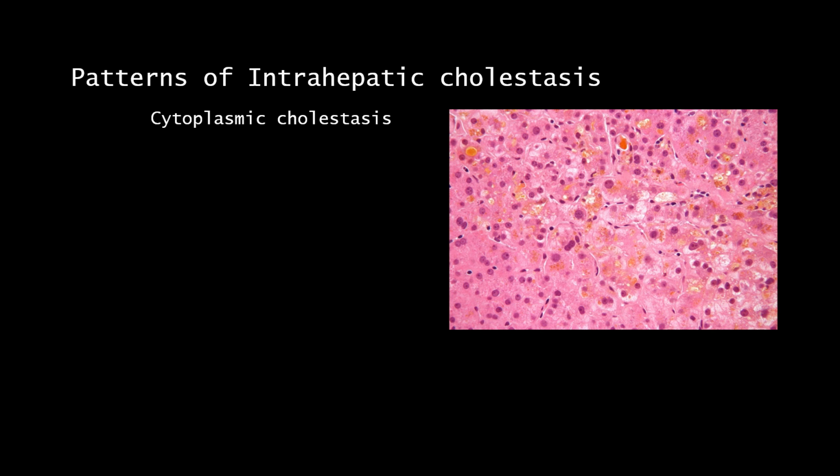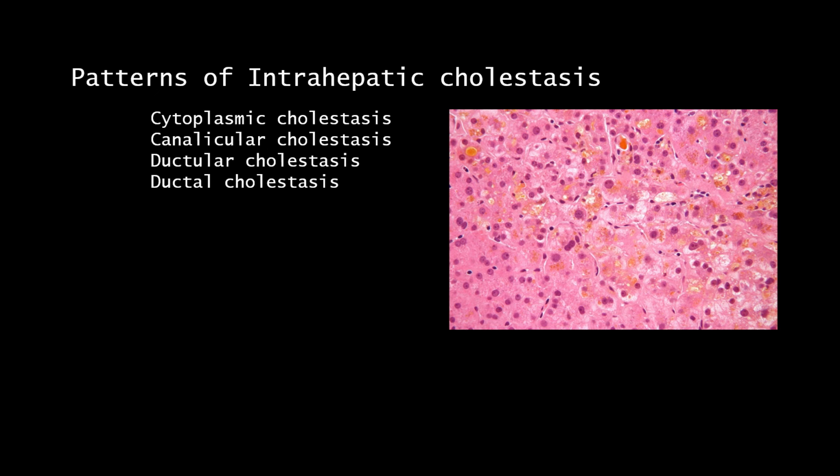There are 4 different patterns of intrahepatic cholestasis which can be identified by histology. They are cytoplasmic cholestasis, canalicular cholestasis, ductal cholestasis. These changes appear due to the detergent effect of the retained bile acids. In neonates, due to undeveloped blood-brain barrier, pathological increase in bilirubin may result in a condition called kernicterus, which can be lethal. Kernicterus is a disastrous neurological sequela of hyperbilirubinemia.